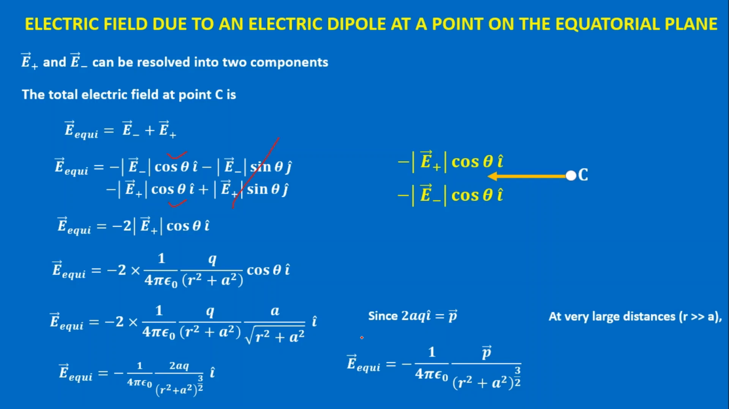When the distance r is very great compared to a, then we can neglect the a square. So the final equation is E equatorial vector equals minus 1 by 4 pi epsilon naught p vector by r cube.